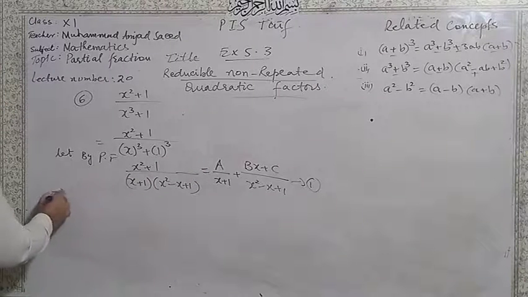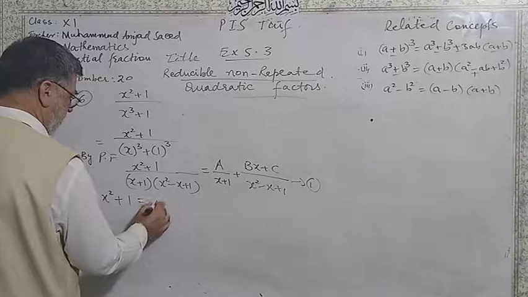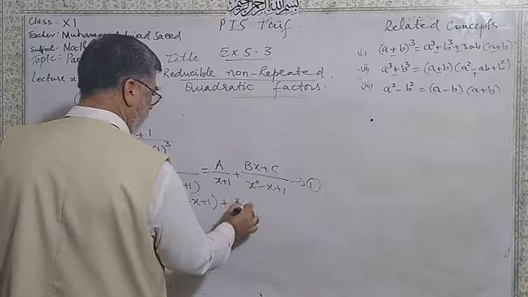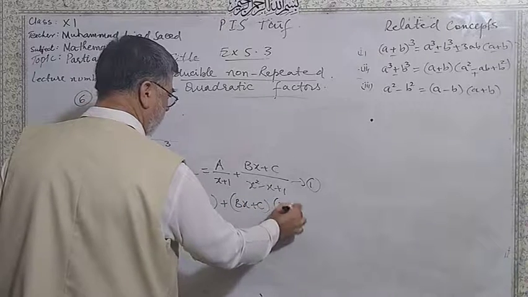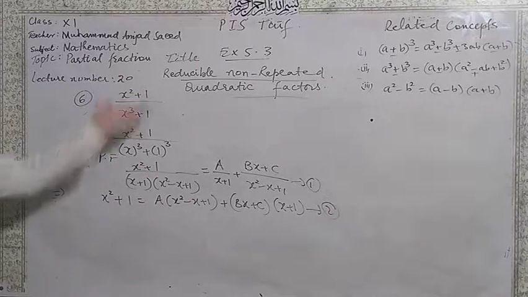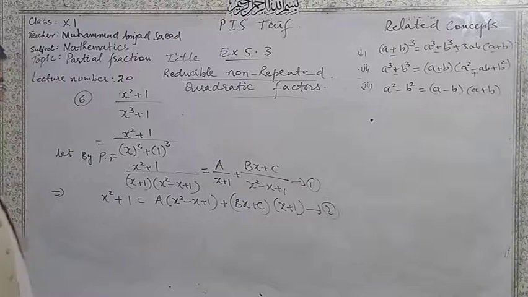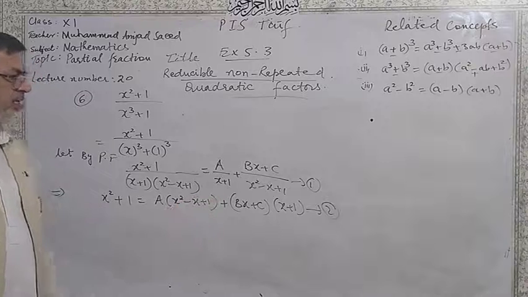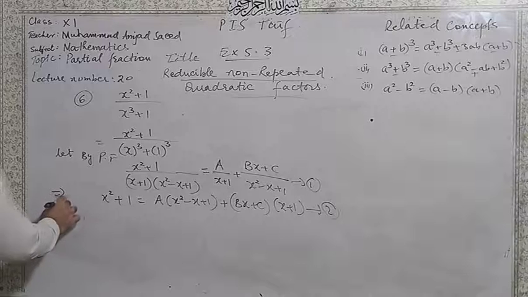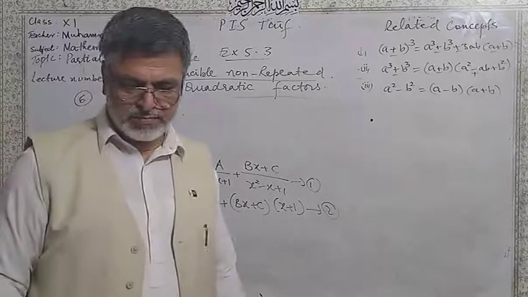Multiplying by LCM both sides, we are left with x square plus 1 is equal to a into x square minus x plus 1 plus bx plus c into x plus 1. This is equation number 2. We will find 1 constant just like the previous question, 1 constant by putting method and 2 constants by comparison method. I hope that you can complete this question from here. Complete it yourself.